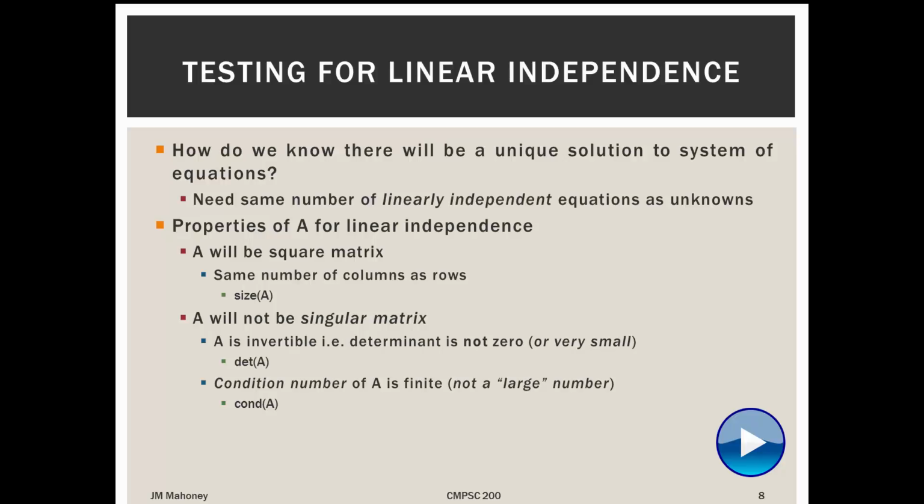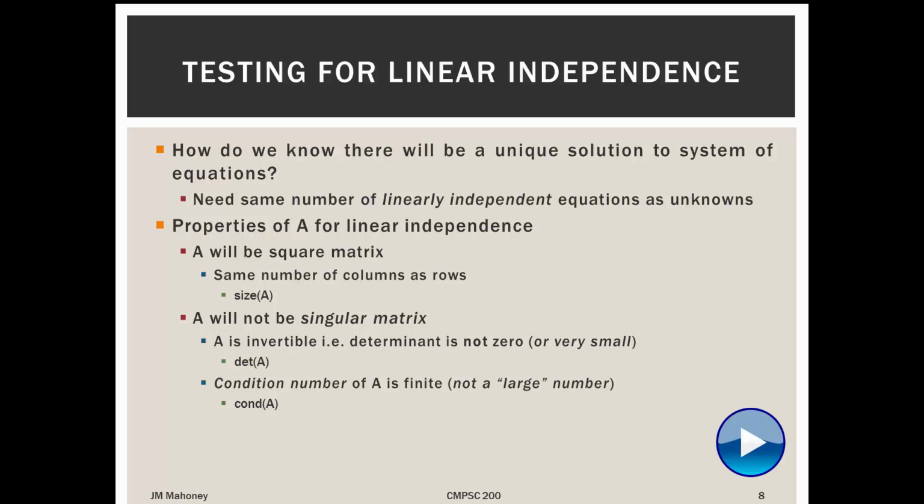Either way. Now in MATLAB, we're going to find that the determinant is either 0, or a very, very small number due to some rounding errors. Another test we can do is find the condition number of A, which is another technique we can use, and make sure it's finite. Again, in MATLAB, it won't necessarily give us an infinite value, but if we get a very, very large number for its condition number, that is telling us that A is a singular matrix, and therefore we don't have a set of linearly independent equations.